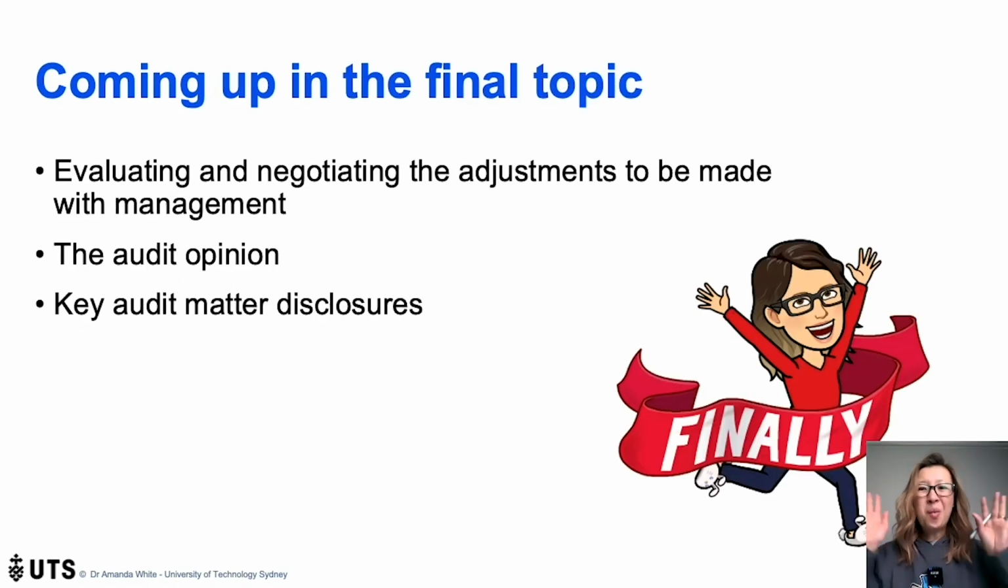So, one more topic to go. Congratulations, yay! The last topics are going to be about evaluating and negotiating the adjustments to be made with management, what opinion we should give, and something called Key Audit Matters, which is about insight into the auditor's brain and thinking as we go through and prepare our audit report.